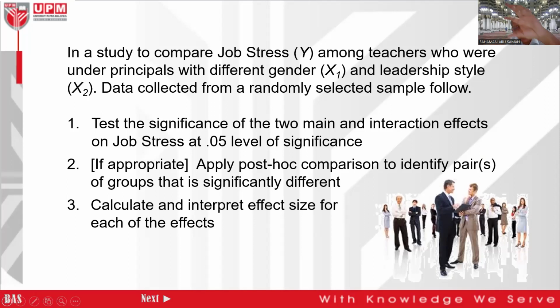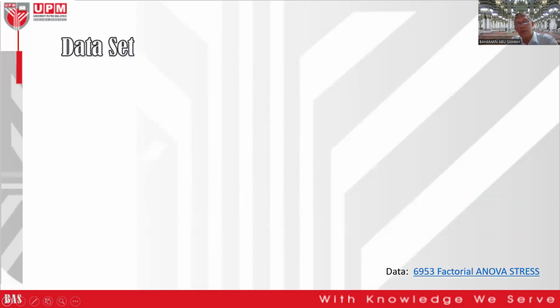First, we are going to test the hypotheses. Second, if it is significant and if there are more than 2 categories, then we need to proceed with the post hoc comparison. And finally, normally when we do our data analysis, if it is significant, then we also want to look at the effect size. We also want to elaborate further on the effect size.